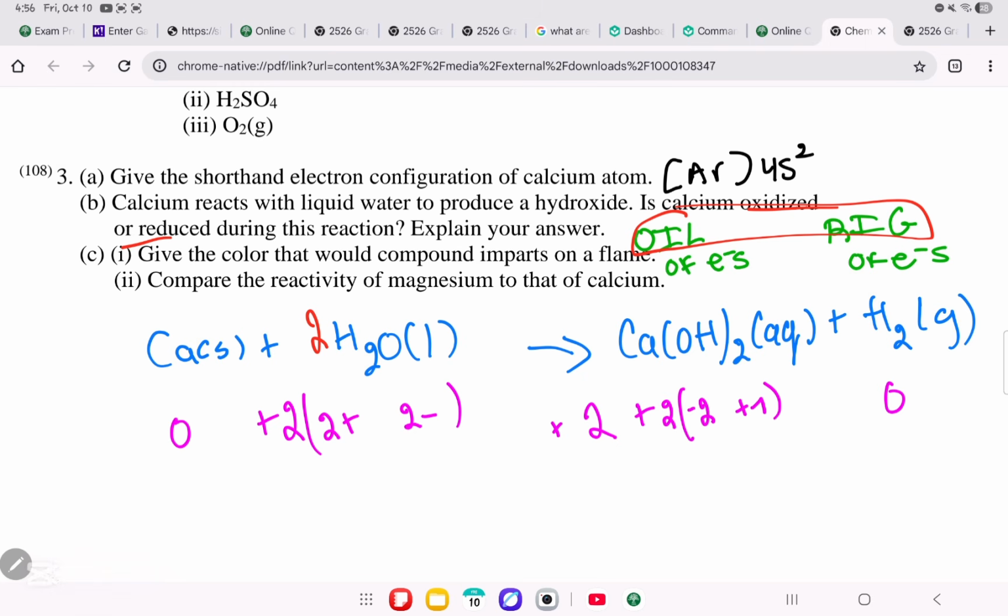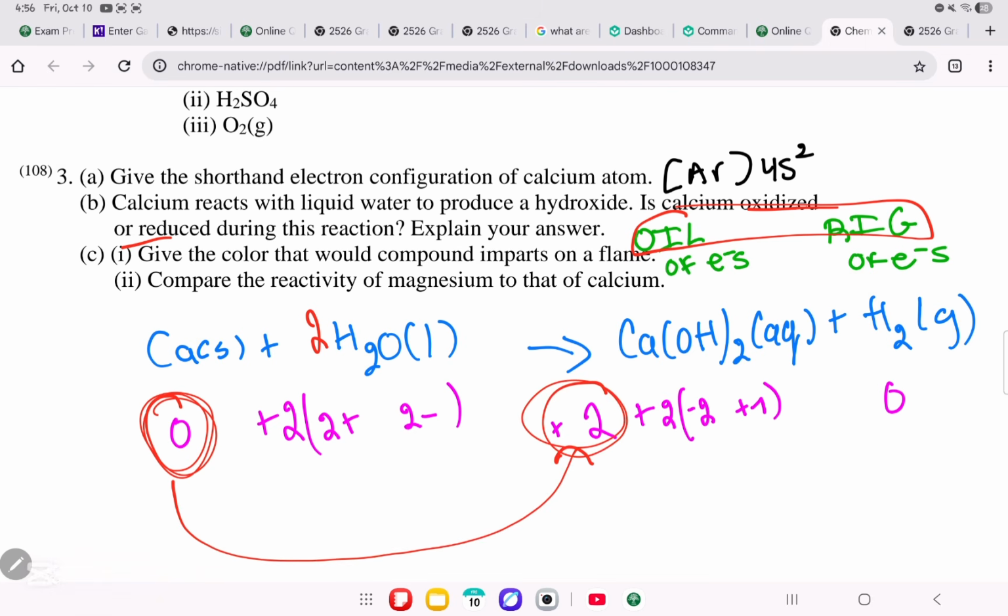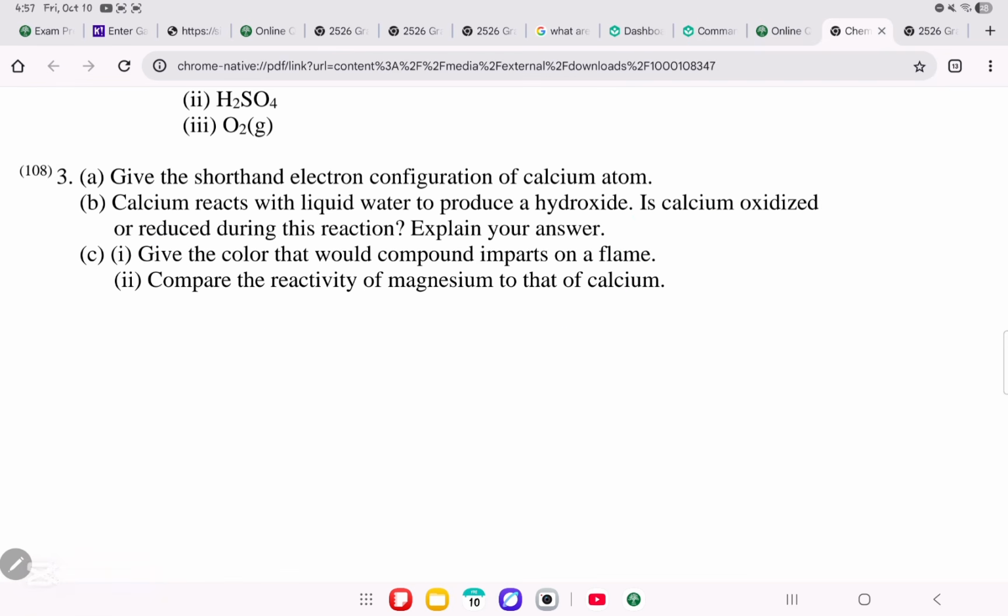So look what happened. To calcium, it was 0 oxidation number. Then it became how much? It became plus 2. So what happened? It lost electrons because it became more positive. So when it loses electrons, that means it undergoes oxidation. Perfect. Part C: give the color that the compound imparts on a flame. So basically, I think they're asking for the color of calcium flame. It is brick red.